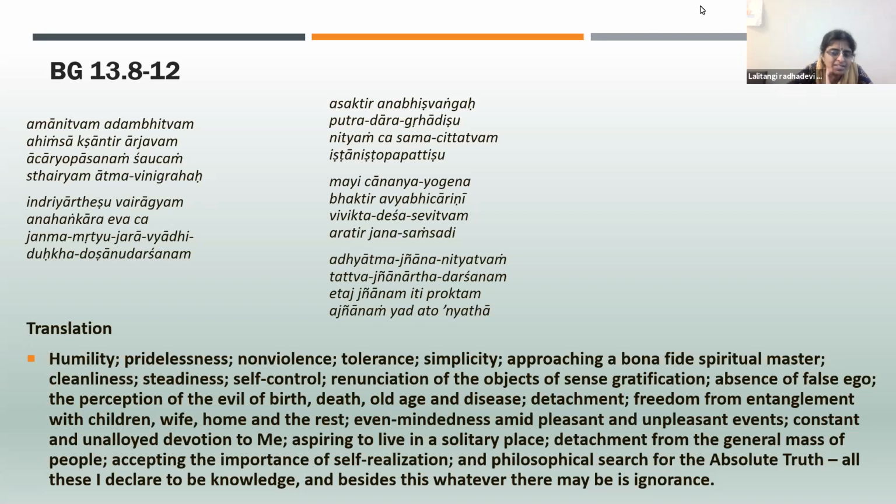But here you see this is the process. This is something that we practice. So if we have all these things, or if we are practicing all these things, then he declares that to be knowledge. And other than that, whatever it is, that is ignorance.